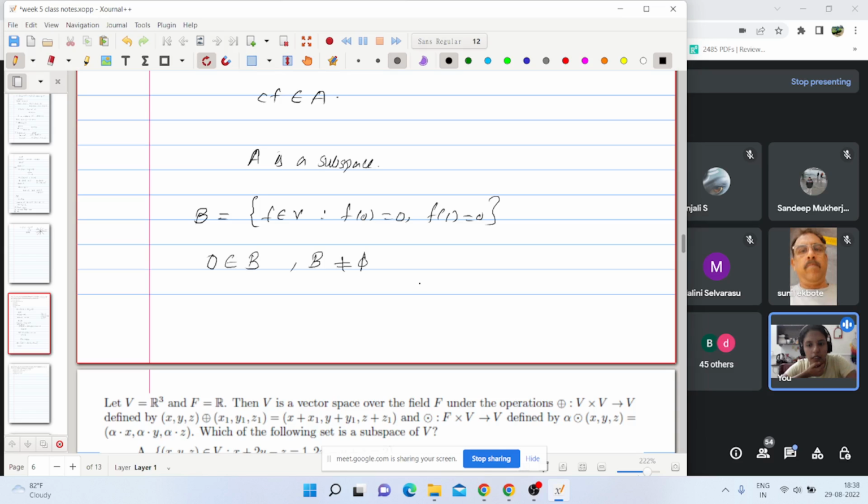Now what we want to see is whether f plus g belongs to B. We need to prove that f plus g belongs to B. This is what we need to check.